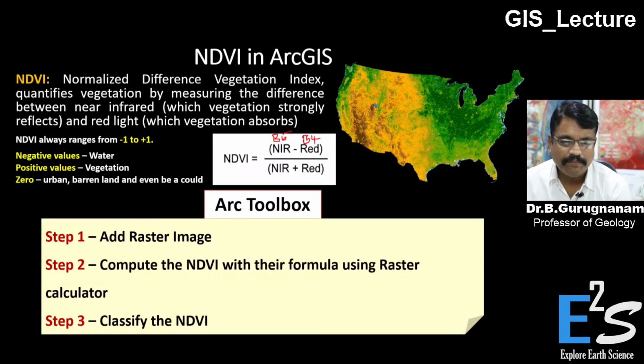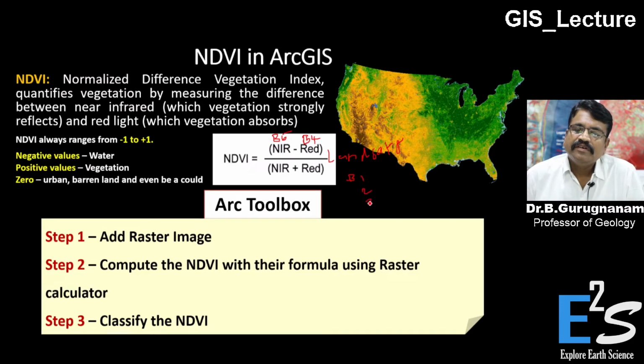So this is the formula: band 5 minus band 4 over band 5 plus band 4. This is in Landsat 8. Of course, it will vary from satellite to satellite. In Landsat 8, it is band 5 and band 4. There are bands 1, 2, 3, 4, 5 in the Landsat.